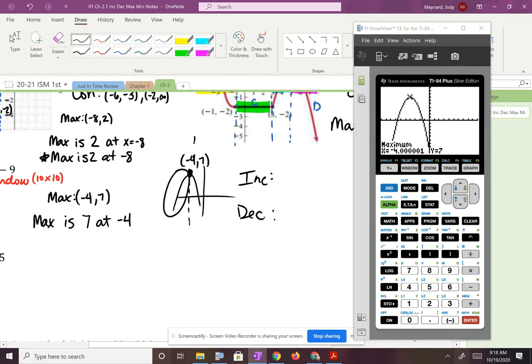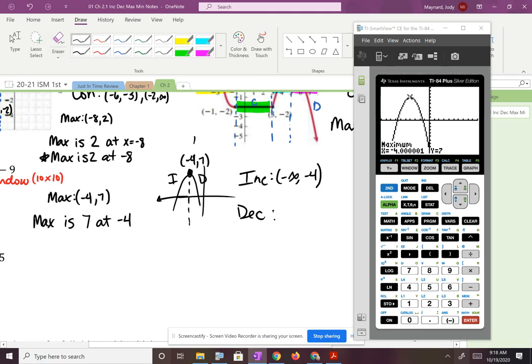So this part to the left, are we increasing or are we decreasing? What are we doing right there? Increasing. So this is our increase. And where do we start increasing? Negative infinity. Where do we stop? Good. And then do we have any decreasing? Yeah, that's this side. -4 to infinity.